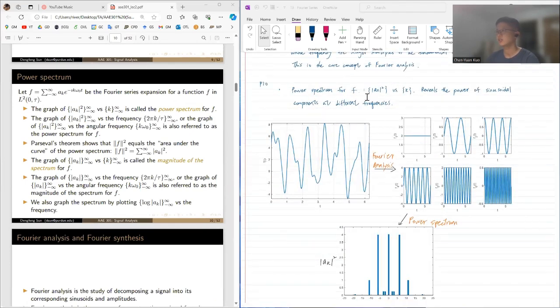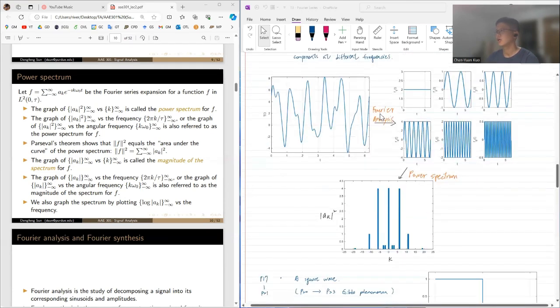Now that we can obtain the Fourier coefficients for the function f, we can draw a graph called the power spectrum for f. The power spectrum for f is going to be the graph of the square of the absolute value of the Fourier coefficient a k with respect to the set of integers k. This power spectrum will reveal the power of the sinusoidal components of f at different frequencies.